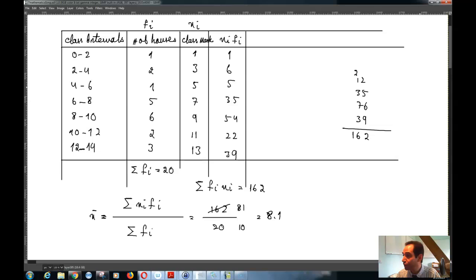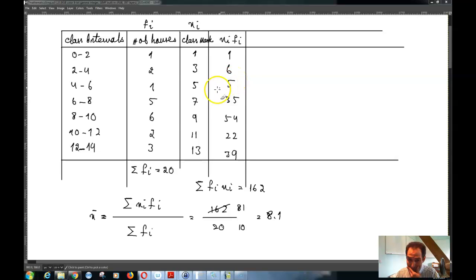Let me find the answers over here. So the answer is correct, 8.1, and of course we used the direct method because we didn't really need to use any of those other methods, like the step deviation method or the other one, which was basically the assumed mean method.